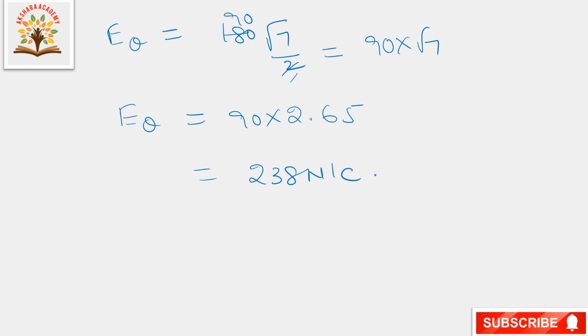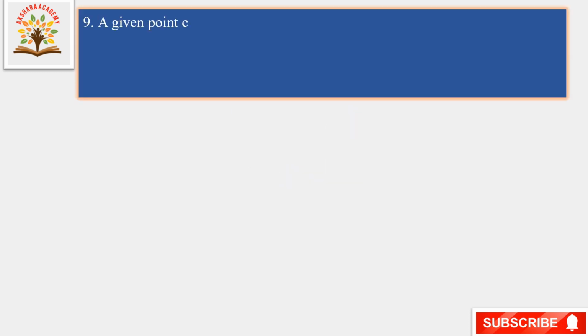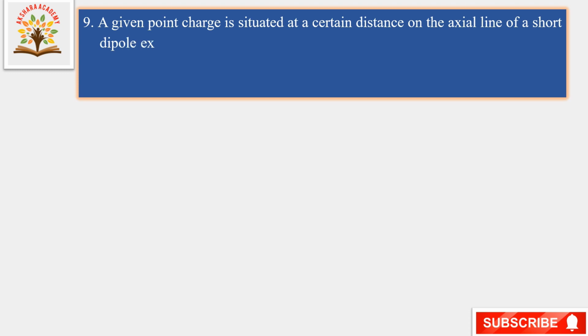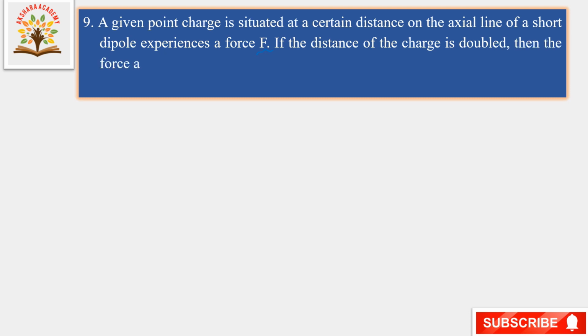Next, we will go to the next question. A point charge situated at a certain distance on the axial line of a short dipole experiences a force F. If the distance of the charge is doubled, then the force acting on the charge will be? Now, let us go to the solution.